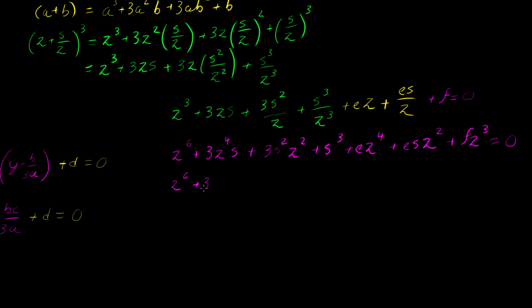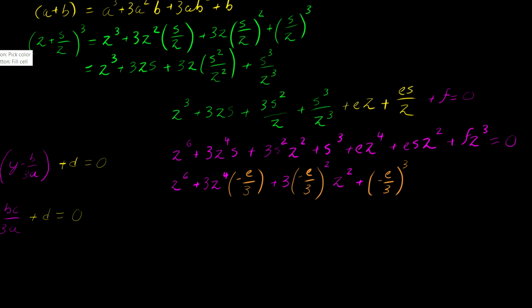If we simplify, it's going to be plus 3z to the 4th times our s, which is just negative e over 3. So everywhere we see an s, we're going to replace it with negative e over 3. So plus 3 times negative e over 3 squared times z squared, plus s cubed. So that's just going to be negative e over 3 cubed.